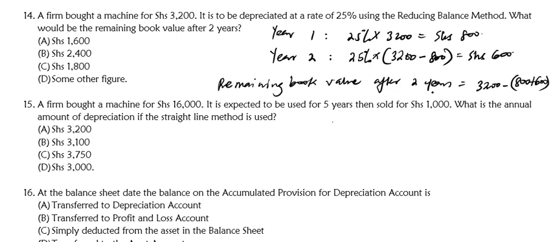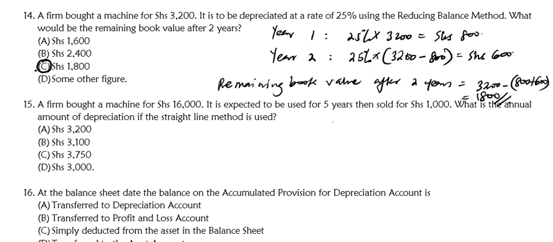So that will give us how much? Our accumulated depreciation is 800 plus 600. That gives you shillings 1,800. So 1,800 will be the remaining book value after the 2 years, and that is C. So C is our correct option when you look at the options given. The rest are not correct.